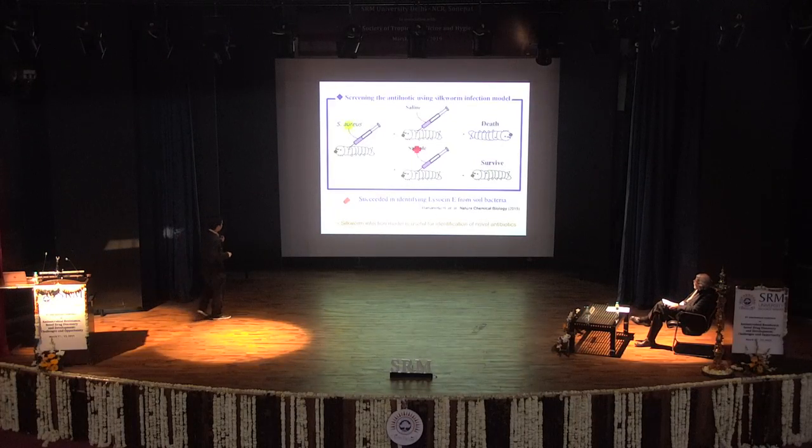So we screened effective chemicals using the silkworm infection model with Staphylococcus aureus at first. Staphylococcus aureus injection leads to silkworm death. On the other hand, sample injection shows a therapeutic activity, and we succeeded in the identification of lysocin E from the soil bacteria using this system. So this result suggests that the silkworm infection model can be used for identification of novel antibiotics.